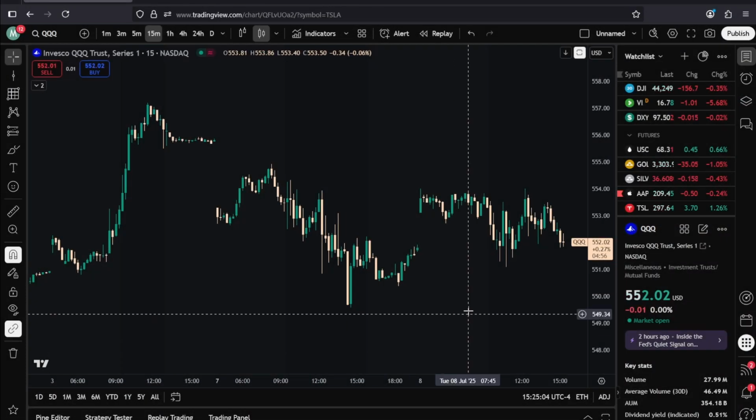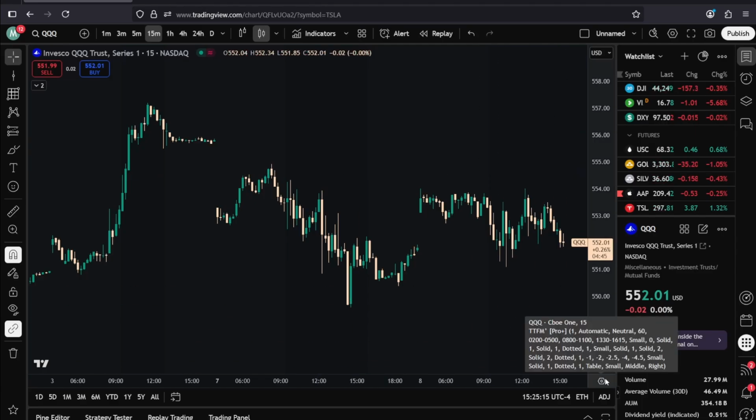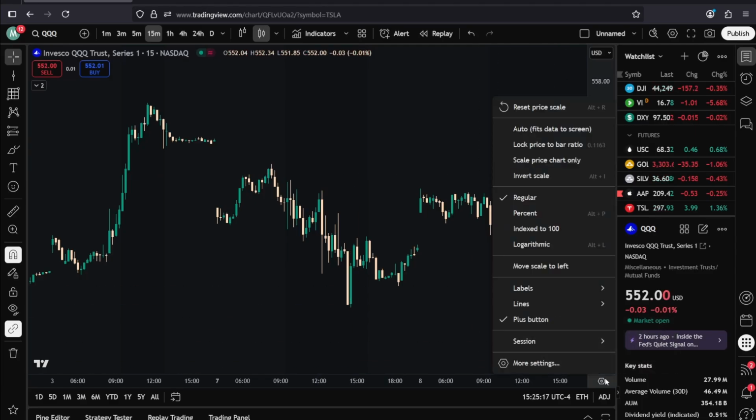Before we get started, I want to make sure everyone's looking at the same chart. I use QQQ on TradingView. I do not chart NQ or MNQ. I use QQQ with extended trading hours on. To get extended trading hours, go to the cog icon on the bottom right, highlight session, and make sure there's a check mark next to extended trading hours.